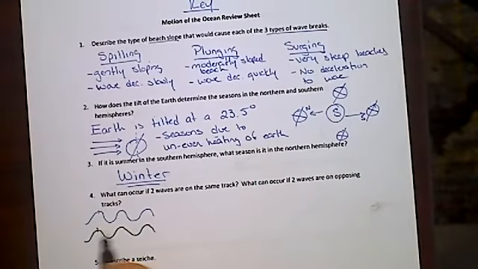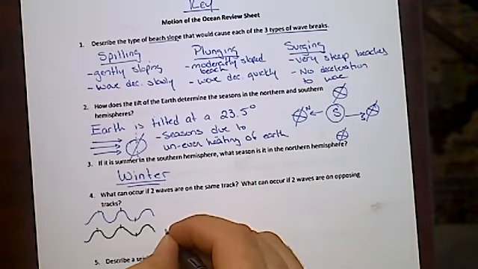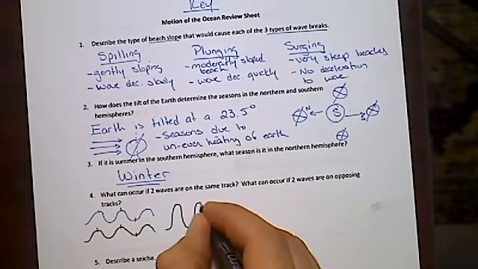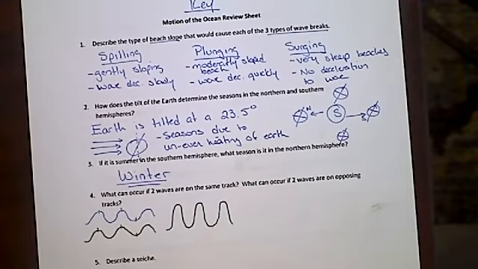When these two waves are in phase, meaning they're together, the top and the top are together, the bottom and the bottom are together, they will build on one another, and you will get a taller wave. So that occurs when they are in phase.